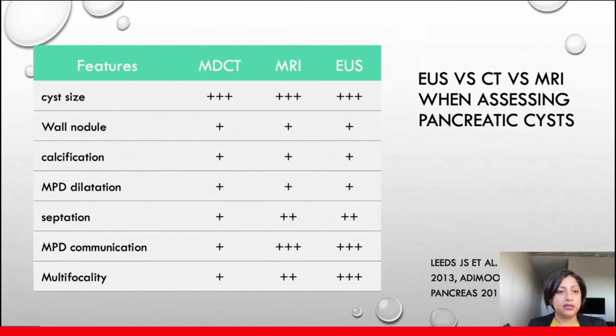Now, when assessing these cystic lesions, we use a combination of EUS, MRI, and CT scan, and you'll see on the table that a lot of features are very easily identifiable on EUS, but not so much on CT scans. MRI also has a very high predilection to being able to determine some of these features, but EUS is really the best test in trying to determine these certain characteristics in pancreatic cystic lesions.